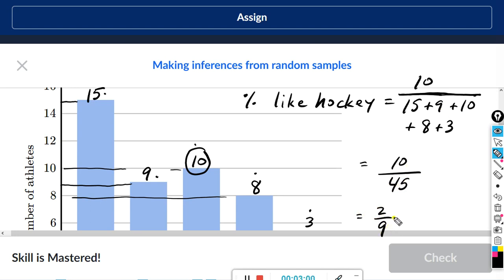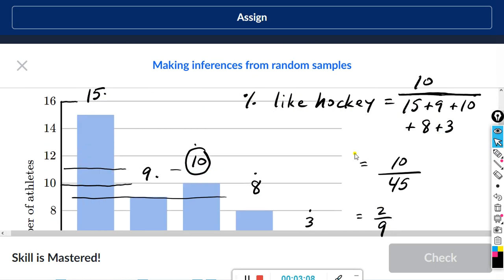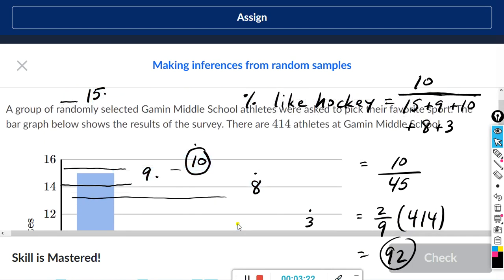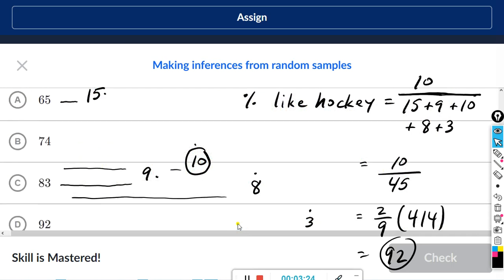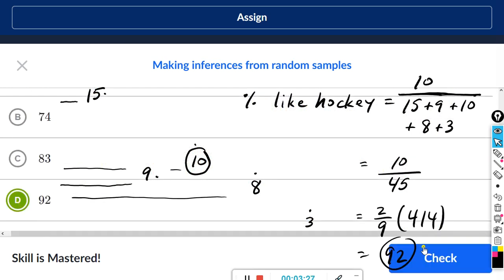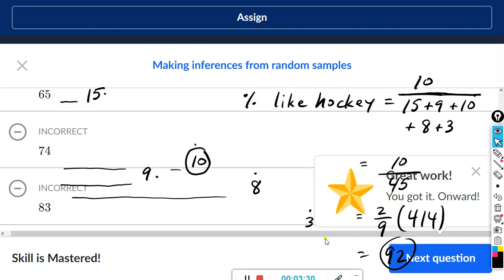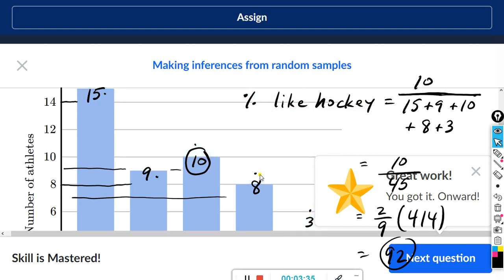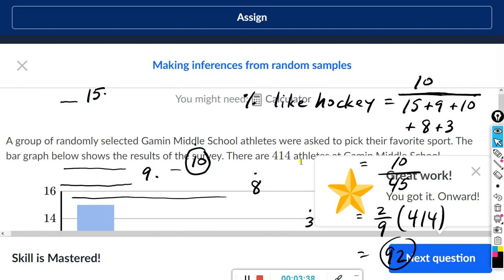So it's going to be 2/9 of the students whose favorite sport is hockey, and you multiply that by the total, which was 414. Okay, so 2/9 times 414. I'll do that on the calculator. And I get 92. All right, so it's multiple choice, so yeah, 92. So like I said, I found the percent that likes hockey, and then I multiplied that by the total.